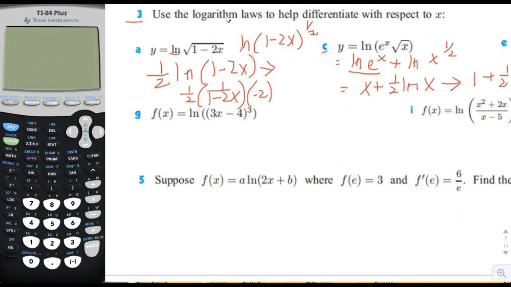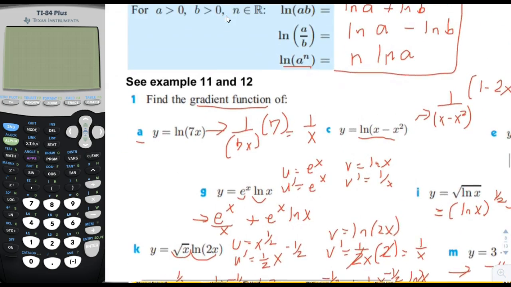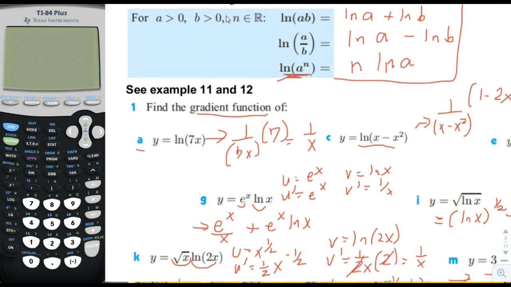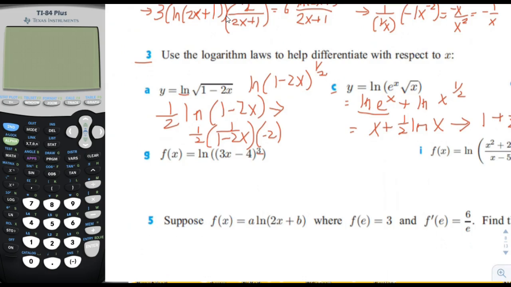Let's see how we can take the power and put it out front. Remember, there's a rule that says that if we have a to the n inside the natural log, we can put the n out front. So let's do that. We're going to put the 3 out front, and then we're going to have natural log 3x minus 4, right?